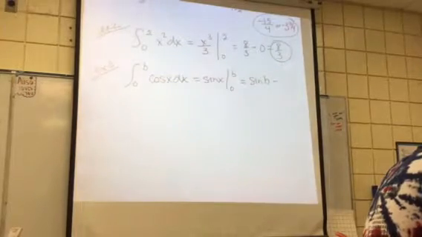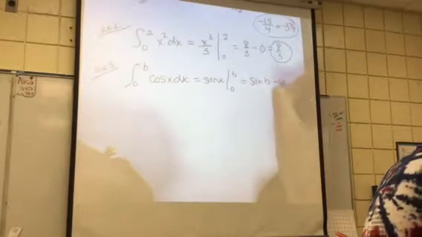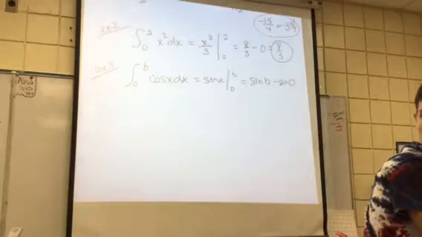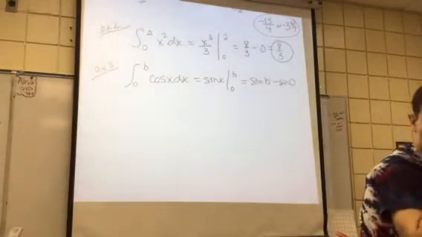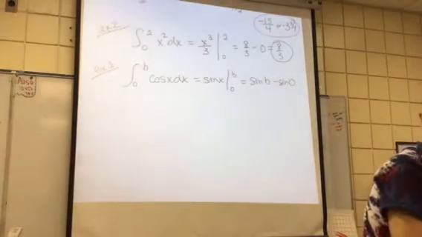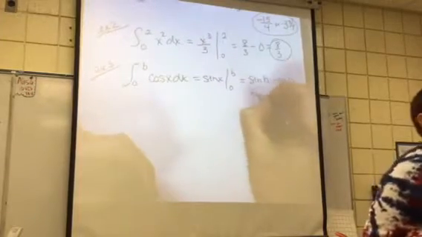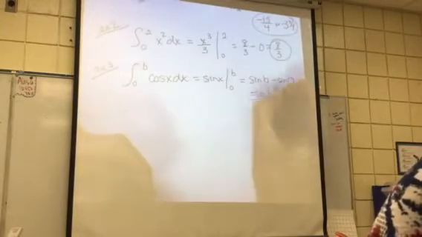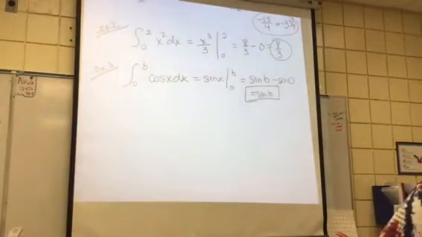So that'll be sine of b, subtract sine of 0. We don't know sine of b, that's just an unknown variable. What's sine of 0? 0. So this would just simplify to be sine of b.